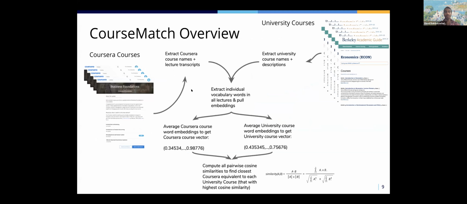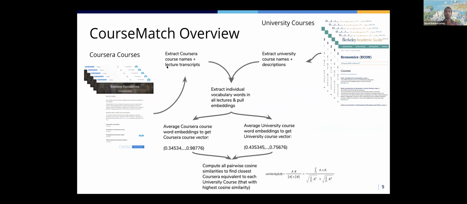And so now I want to give a light overview of Course Match and how it works, and how we leverage these pre-trained word embeddings. To start, two things. One is you identify the set of Coursera courses. So we would pull all the Coursera course names that we have on our platform along with the lecture transcripts. If you watch the videos, these are the words that the instructor will actually say.